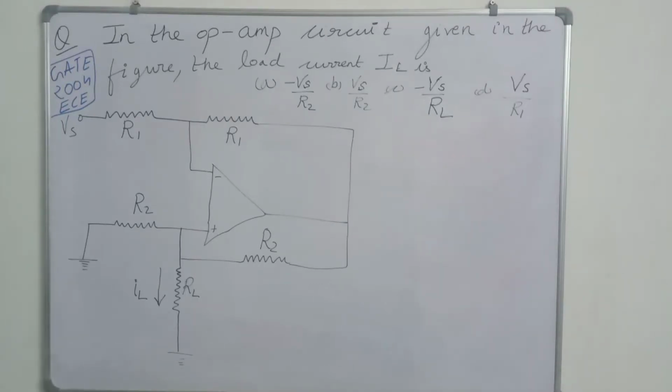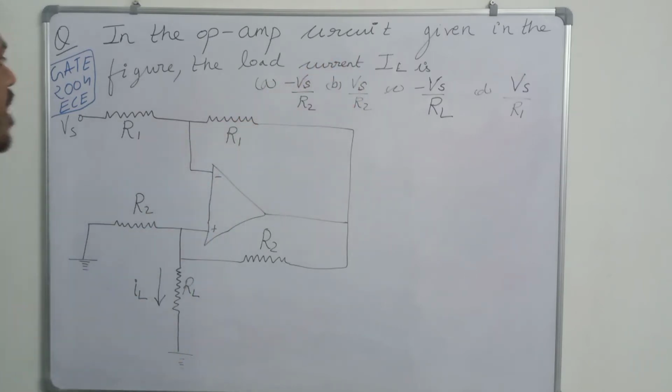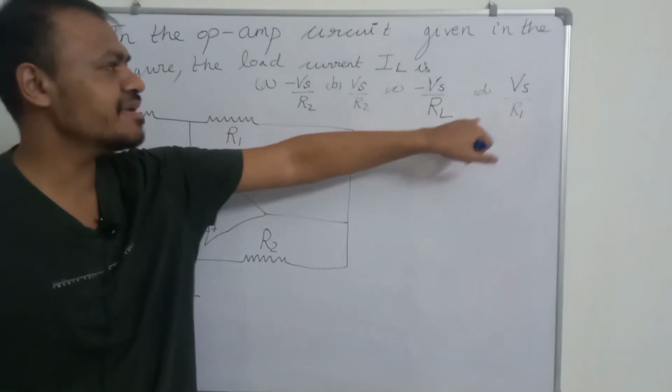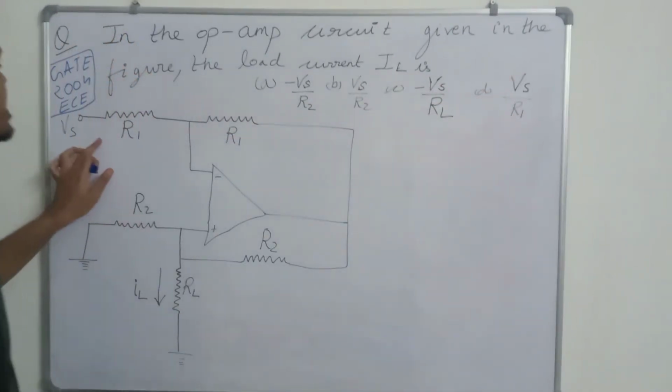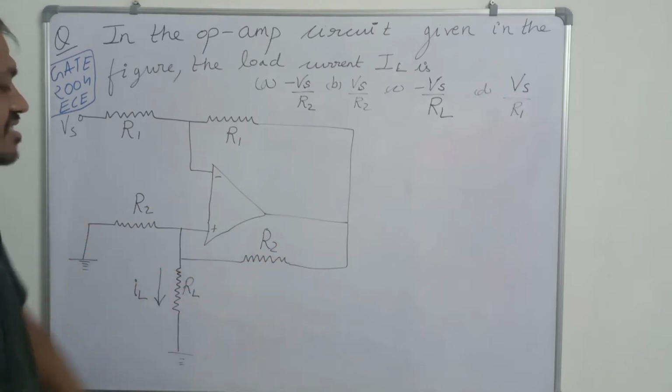This is a question from GATE 2004 electronics. In this we have to find the load current IL from the op amp. The options are minus Vs by R2, Vs by R2, minus Vs by RL, Vs by R1. These are two resistors, R1, this is resistor R2, this is RL, this is resistor R2.